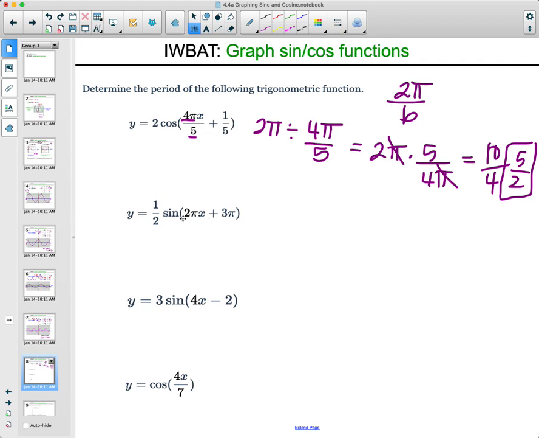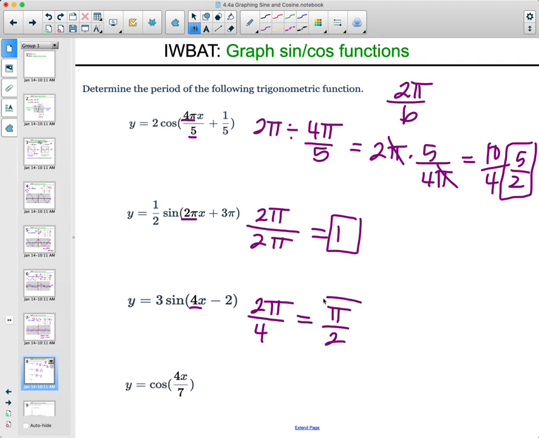Next one, so again, your b value here is 2 pi. So you're going to get 2 pi, and this one's not a fraction, where the last one was a fraction, that's why I wrote it that way. If it's not a fraction, I'll just write it underneath. So 2 pi divided by 2 pi, just 1. B value here is 4, so 2 pi divided by 4. So simplify 2/4, which is just 1/2, or pi over 2.